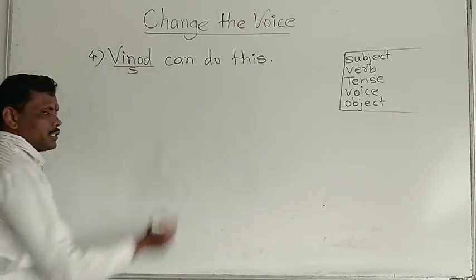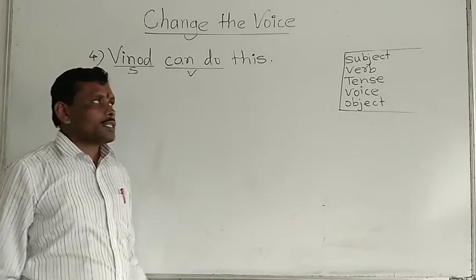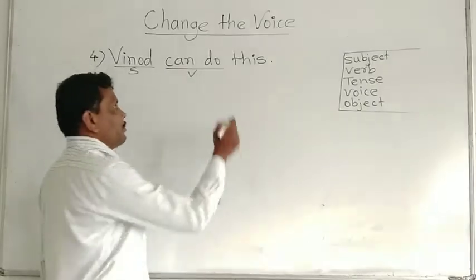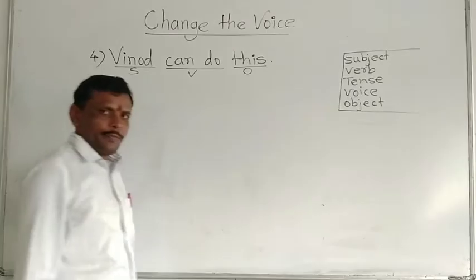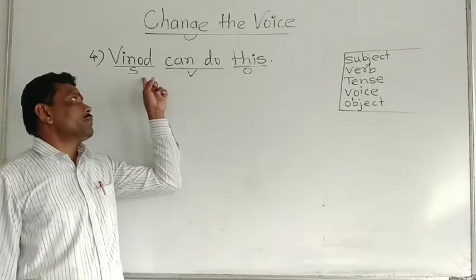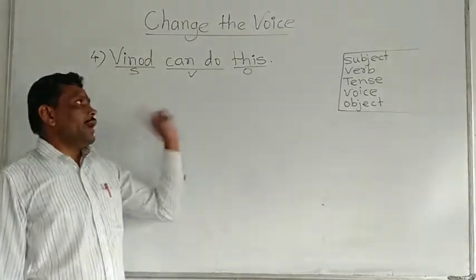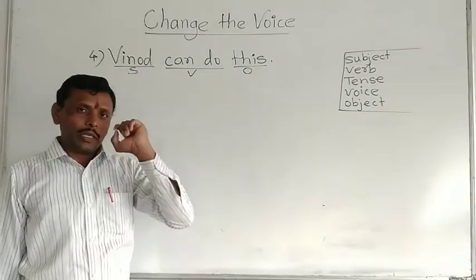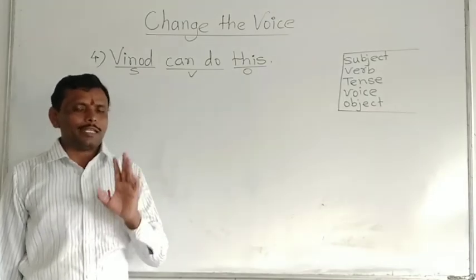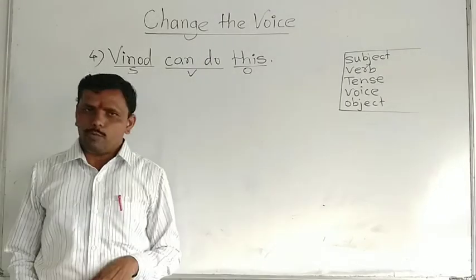Vinod is the subject. Can plus do is the verb. Can is a modal auxiliary and do is the V1. Can plus do is a transitive verb, and this is the object. When you ask a question with who to the main verb, you will get the subject. Who can do this? Its answer is Vinod. So Vinod is the subject. And what can Vinod do? When we ask a question with what and whom, we get the object. What can Vinod do? Its answer is this. So this is the object, right?